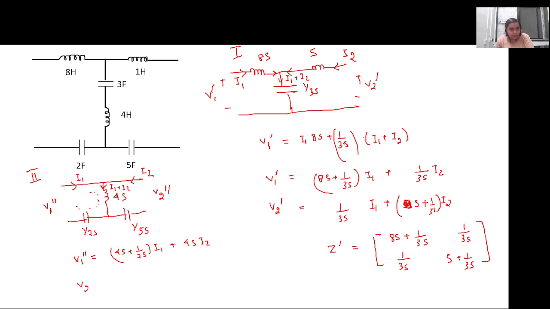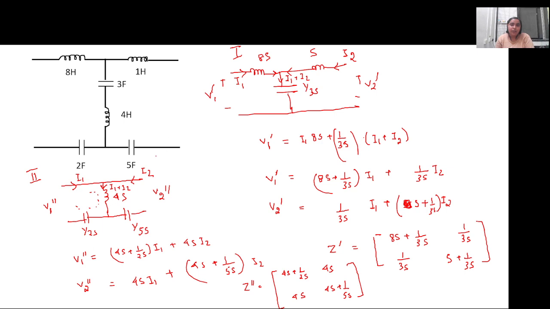Similarly for V2 double dash, we will have 4S plus 1 by 5S into I2, and for I1 it is 4S into I1. So the Z parameters here, Z double dash, will be: Z11 is 4S plus 1 by 2S, Z12 is 4S, Z21 is 4S, and Z22 is 4S plus 1 by 5S.